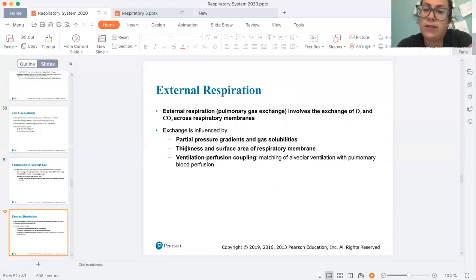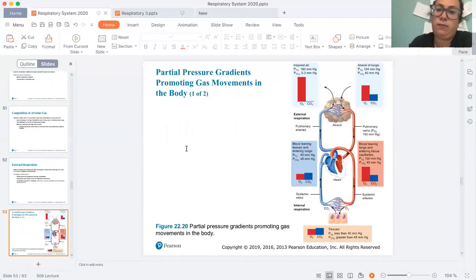Also, the thickness and the surface area of a respiratory membrane can definitely influence how we can get oxygen in and out. If you think of a thicker membrane, there will be less exchange. And if you have more surface area, the more ability you have to get external respiration. Then we have something called ventilation perfusion coupling, which is a fancy term. It means how much air the alveoli are actually bringing in and how quickly the pulmonary blood is perfused with oxygen, which means that we're infusing it with oxygen.